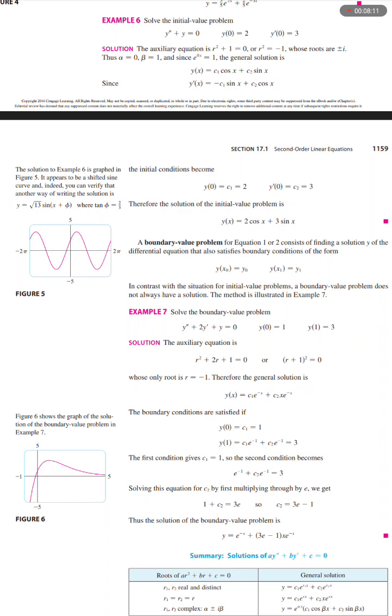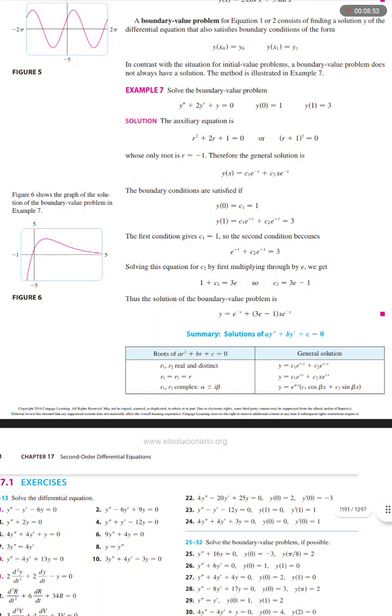Sidebar: the solution to example 6 is graphed in figure 5. It appears to be a shifted sine curve, and indeed you can verify that another way of writing the solution is y equals the square root of 13 times sine open x plus phi closed, where tangent of phi equals 2/3. See figure 5.